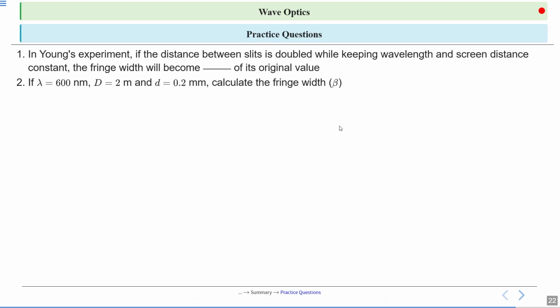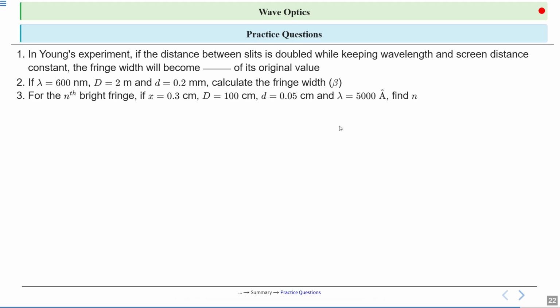Calculate the fringe width when we have specific values, given that the wavelength lambda is 600 nanometers, the distance of the screen capital D is 2 meters, and the distance between the slits small d is 0.2 millimeter. So you have to calculate the fringe width beta.